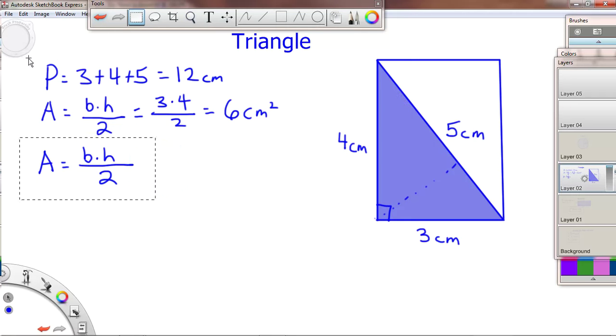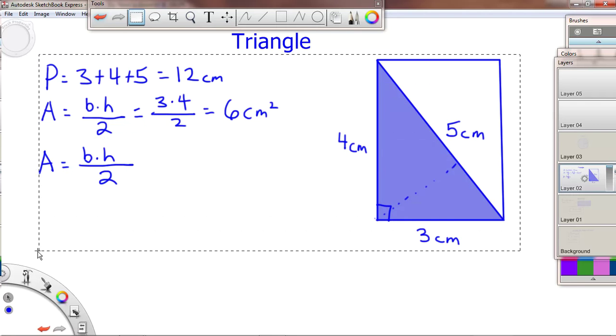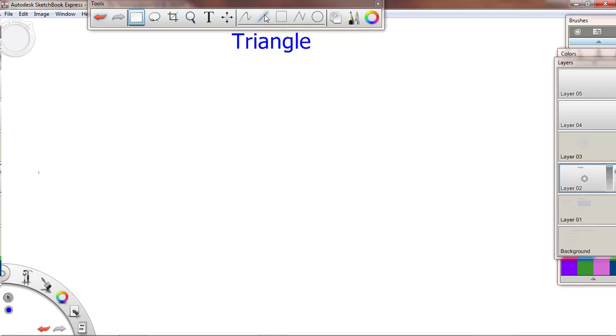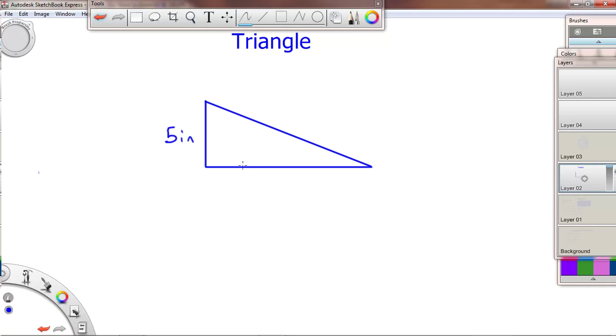Okay, let's get rid of everything and let's try another couple of examples. So let's say I've got a triangle this time that is going to be 5 by, well, let's call that 12. And this side is going to be 13. Okay, so let's go ahead and make these inches. 5 inches by 12 inches, and this side is going to be 13 inches.